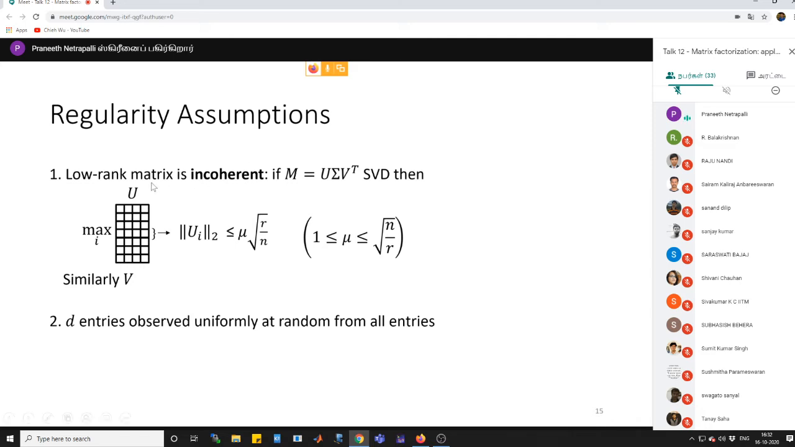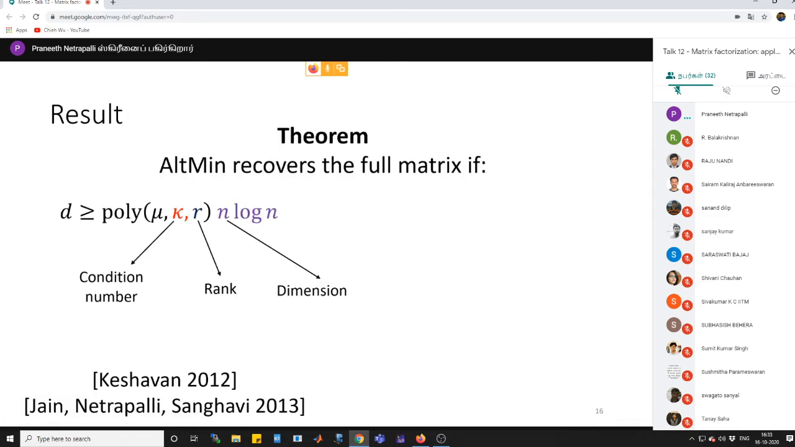So first we have a low rank matrix. The given matrix M has rank R, and it also has an incoherence parameter mu. And then we observe some D entries uniformly at random from among all the entries. So we have this matrix M, and we observe D entries where D could be much smaller than M times N, which is the total number of entries in the matrix. And the goal is that, based on these D entries, we want to reconstruct all the entries of the matrix.